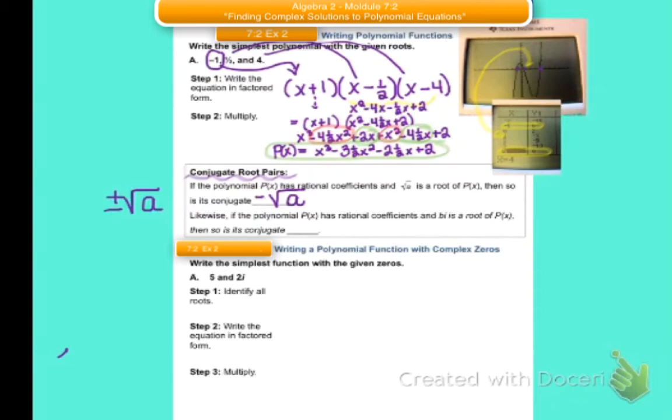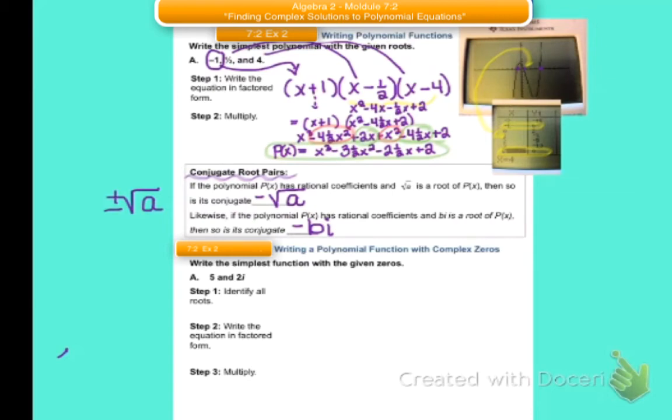Now, you may remember that this also occurred when we had some of these complex solutions. So likewise, if a polynomial p of x has rational coefficients and bi is a root of p of x, then so is its conjugate, negative bi. The reason why that is, remember, is that these imaginary roots come from taking the square root of a negative number. And so it comes right back to this whole idea of the fact that when we take a square root, there's a positive and a negative version. And so that creates another conjugate root.